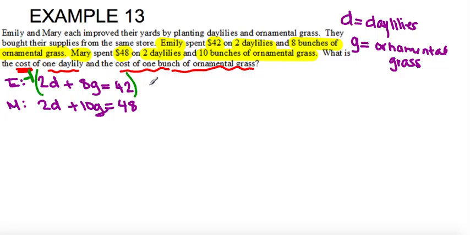So I have -1 times 2D is -2D. -1 times 8G is -8G. And then I have -1 times 42, which is -42. And then rewrite 2D plus 10G equals 48.